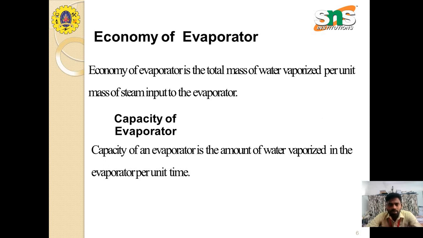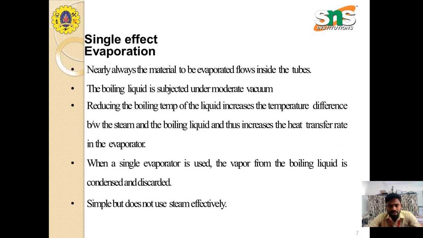The second one is the capacity of the evaporator. Capacity is the ability of the evaporator to convert the liquid into vapor. The capacity of an evaporator is the amount of water vaporized in the evaporator per unit time. So it defines how much quantity of water is vaporized per unit time, and that defines the entire capacity of the evaporator.